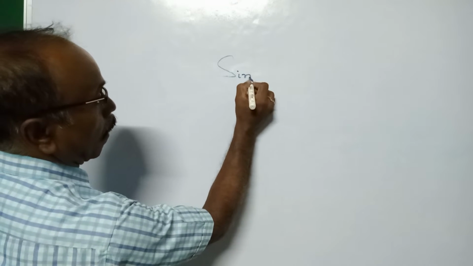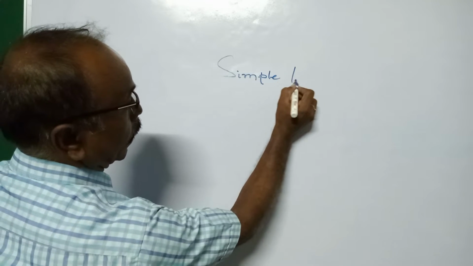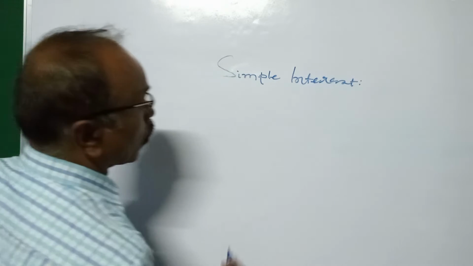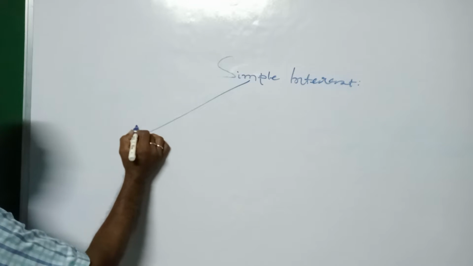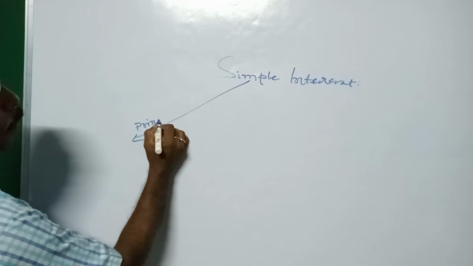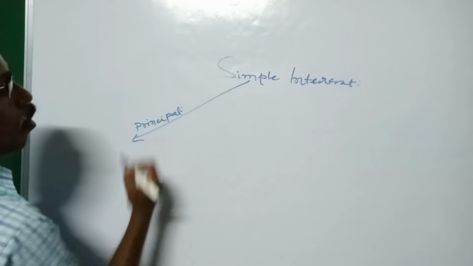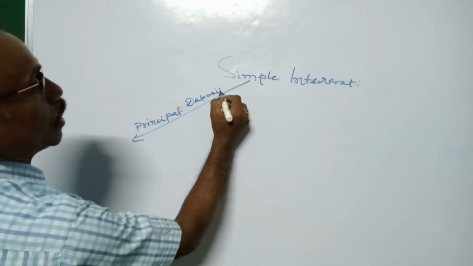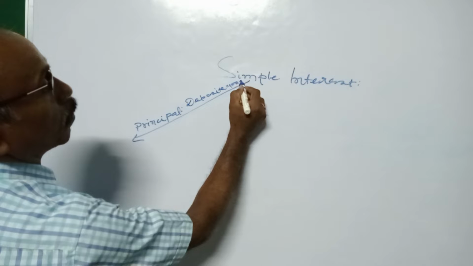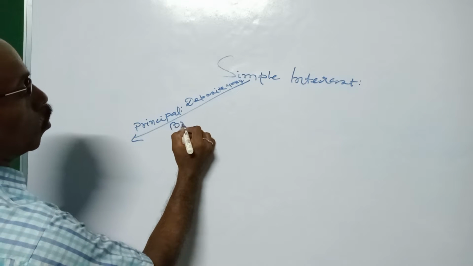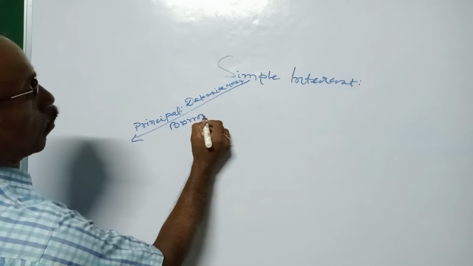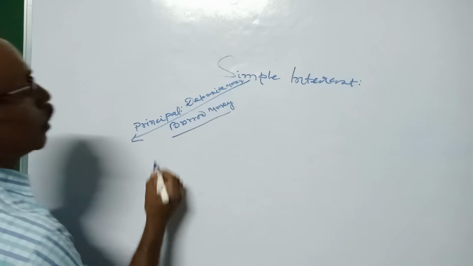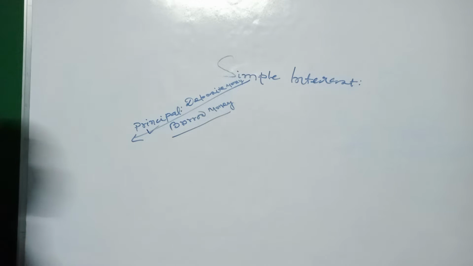Simple interest. First of all, principal. Am I clear? Deposit money or borrowed money, both are called principal. Am I clear?